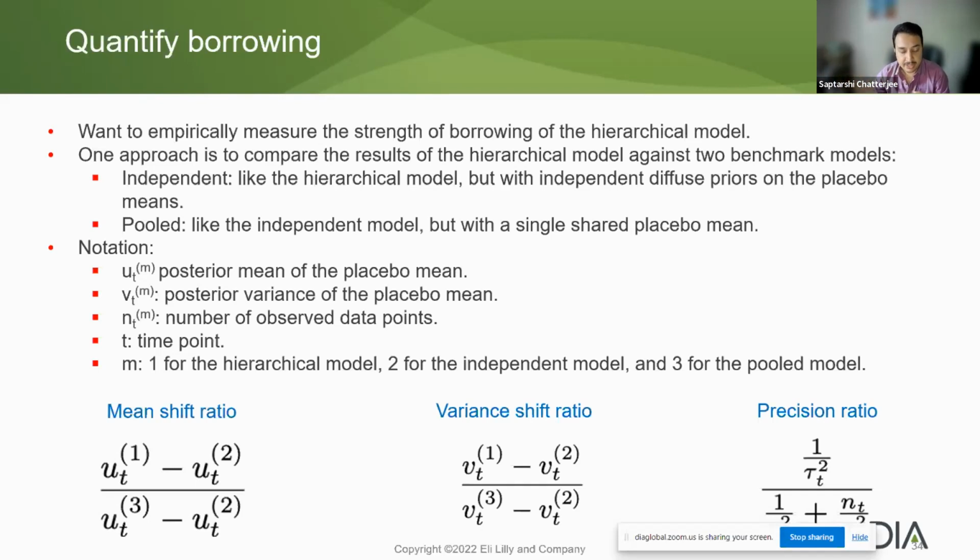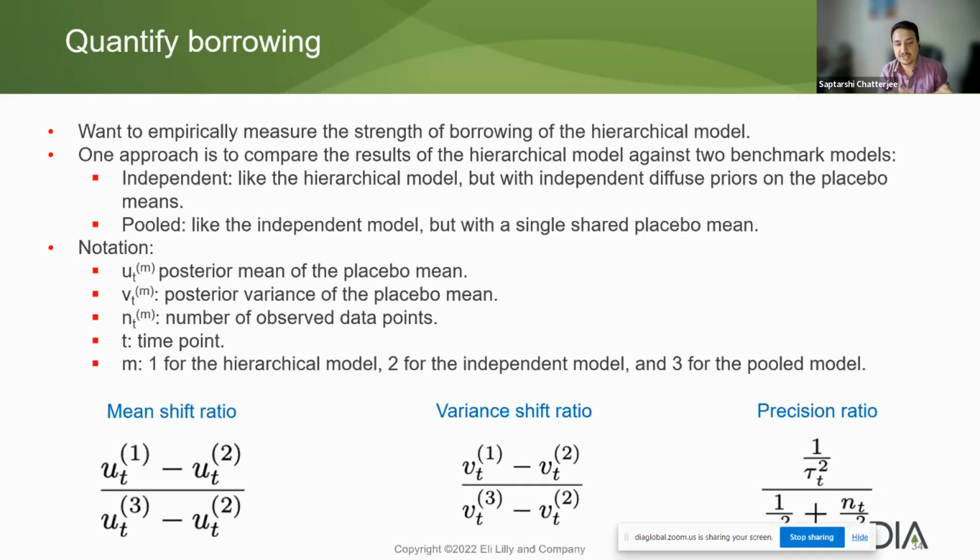We considered three metrics. One is the mean shift ratio, and the variance shift ratio, and the precision ratio. One of our colleagues, Albert Mann, developed these metrics to quantify the borrowing. The concept of the mean shift ratio is how much of a shift in the location we are experiencing with the hierarchical borrowing as compared to the pooling, and that is relative to no borrowing. If you look at the denominator, that comes from the pooled model and the no borrowing model, the independent model, and the numerator comes from the hierarchical and the independent model.